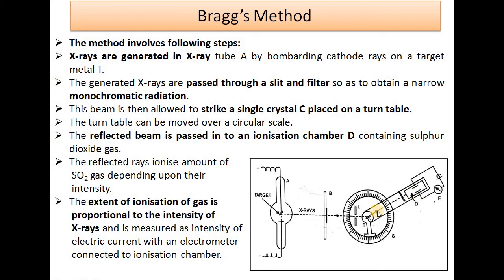These reflected rays ionize an amount of sulfur dioxide gas depending upon their intensity. So the more the intensity of X-rays, the more sulfur dioxide gas will be ionized in the ionization chamber. Now this extent of ionization of gas is proportional to the intensity of X-rays. And how is it measured? It is measured as the intensity of the electric current produced in an electrometer connected to this ionization chamber. So the electric current produced will be directly proportional to the intensities of diffracted X-rays.